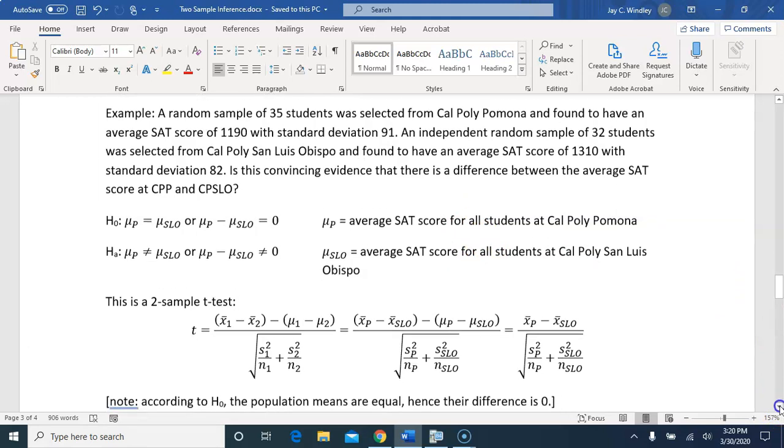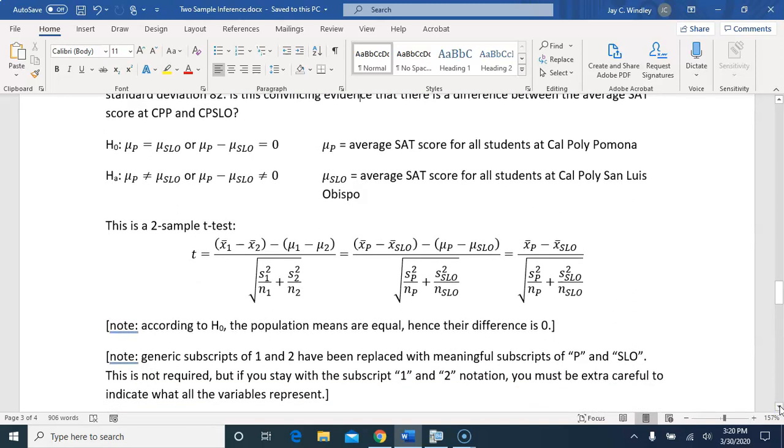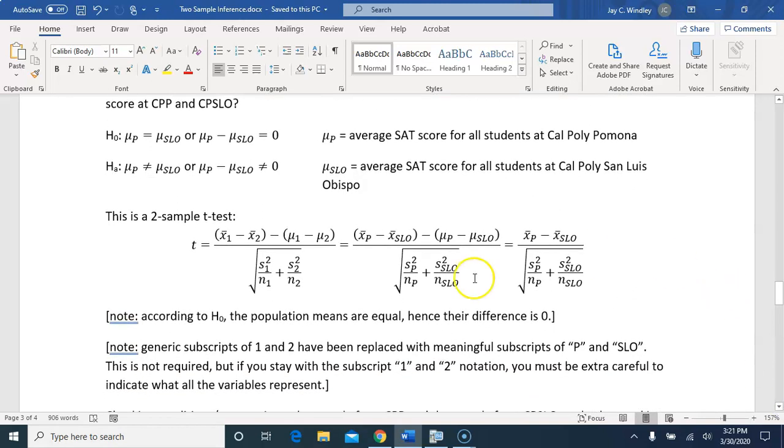There's the name of our test, two-sample t-test, and the formula. And then some of the notation plugged in from our problem. Instead of subscripts of 1 and 2, I'm using subscripts of P and SLO. And also notice that this little term right here, the difference in the population means, that difference is 0 according to the null hypothesis. So that's why when we go from here to here, you'll see that this term here drops out because that difference should be 0 according to the null hypothesis.